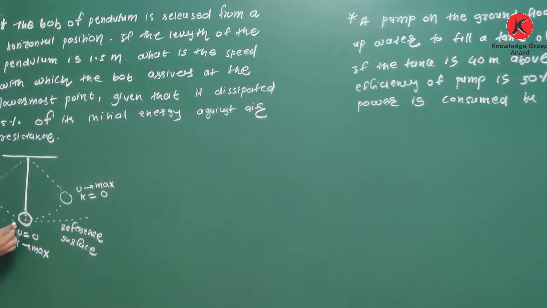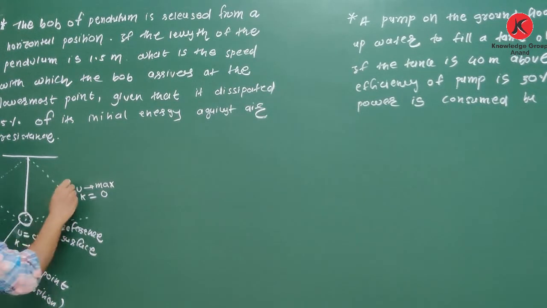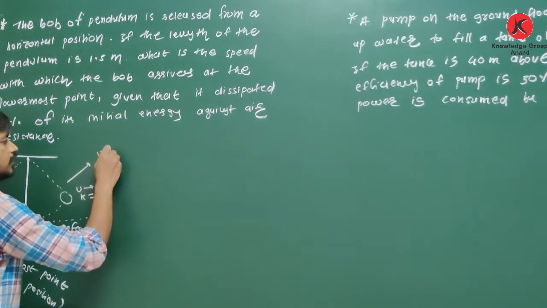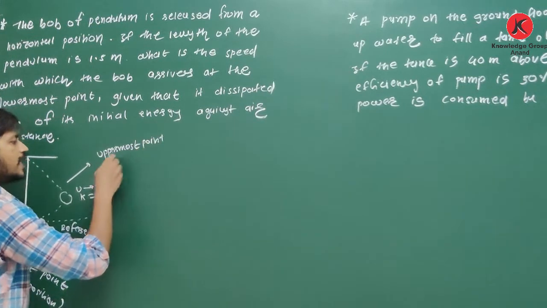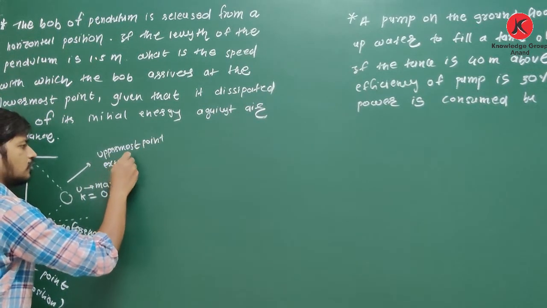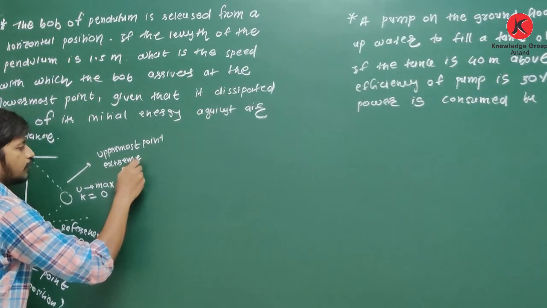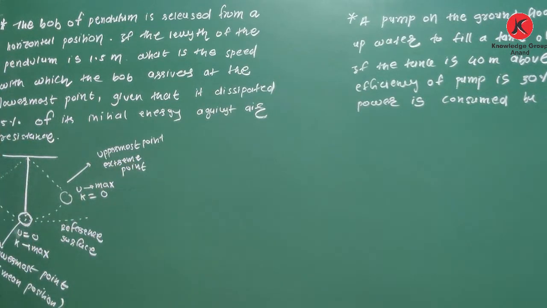This point is called the lowermost point, or we can say the mean position. This point is called the uppermost point, or it is called the extreme point. So for the pendulum, you have to remember these situations. Again, it is easy to understand.